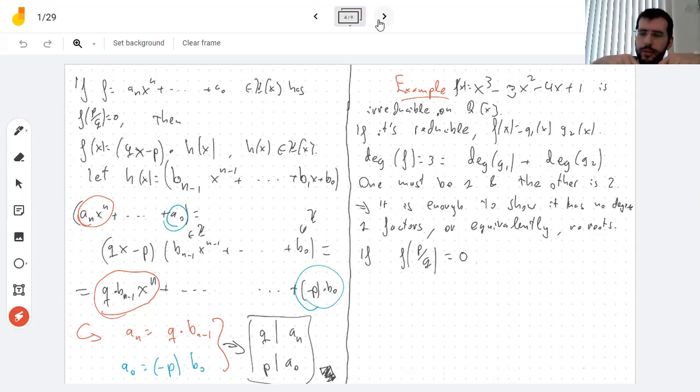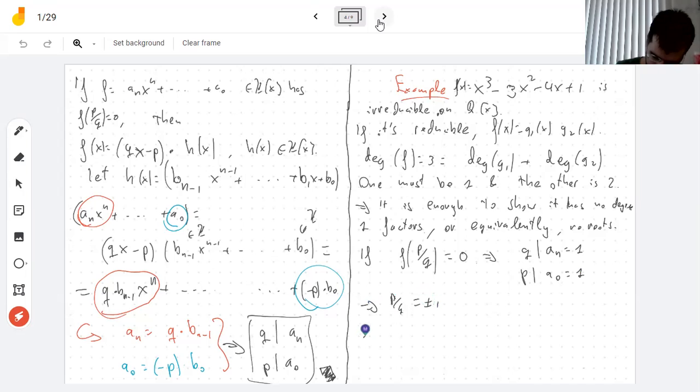So if p over q is a root, then q divides the leading coefficient and p divides the final one. Since they're both 1, there's no p or q that divides them other than 1, or negative 1. So q divides the leading coefficient, and p divides the constant coefficient, so p divided by q is plus or minus 1.